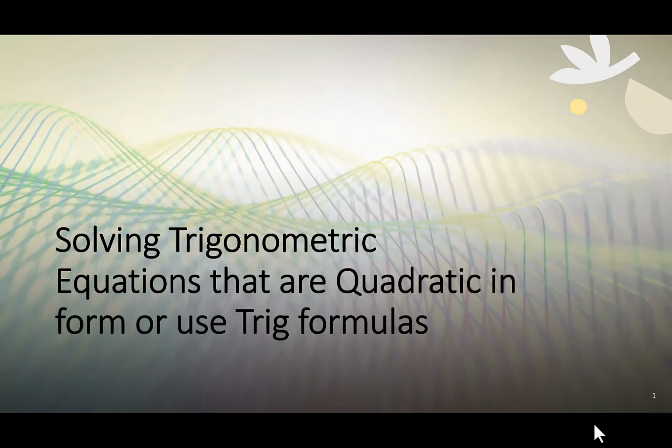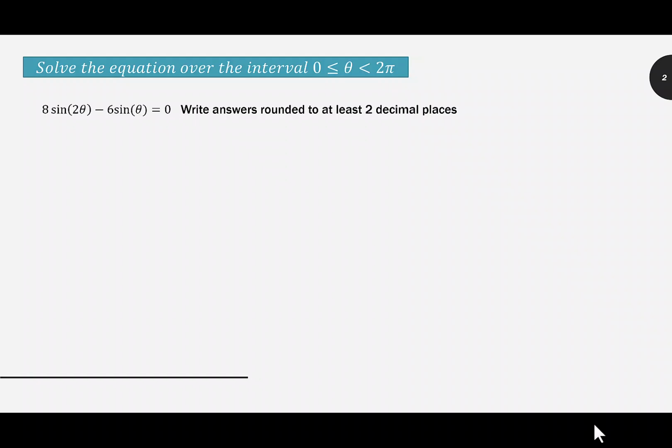Hi everybody, today we're going to talk about solving trig equations that are either quadratic in form or use trig formulas in order to solve. Let's start with solving the equation over the interval 0 to 2 pi, given 8 sine of 2 theta minus 6 sine theta equals 0. We're going to write our answers rounded to at least 2 decimal places, or we can write them as exact answers when appropriate. What I want you to notice in this equation is the sine of 2 theta.